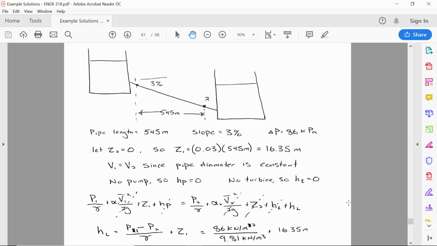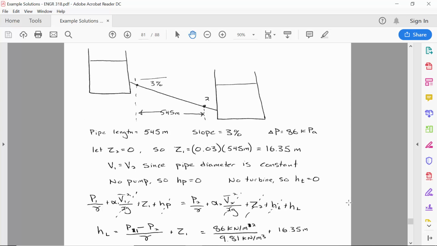I let Z2 be equal to 0, so I'm not going to include that. But then there is the head losses, H sub L. So we can rearrange to solve for head losses. Head loss is P1 minus P2 divided by gamma plus Z1. So I just moved the pressure head at 2 term over to the left side, and they have that common gamma as the denominator. So P1 minus P2 divided by gamma plus Z1 is equal to the head loss.